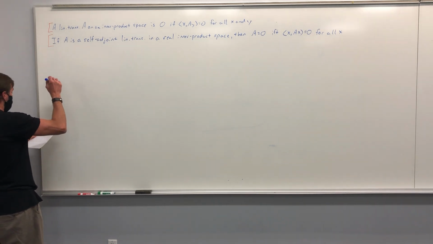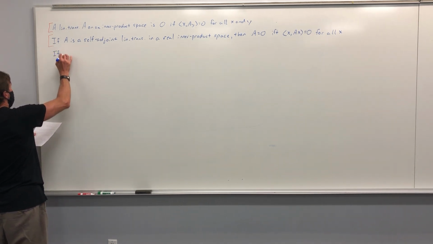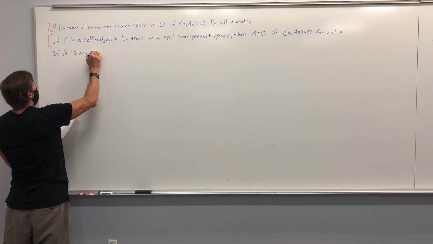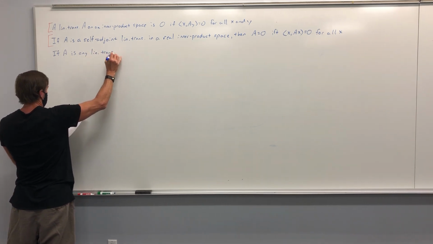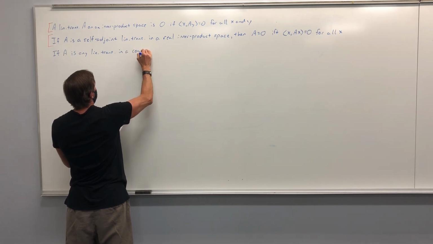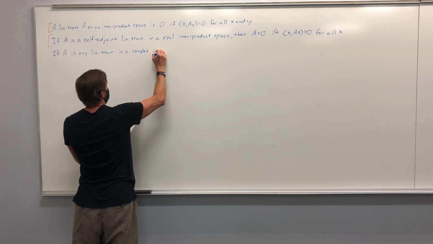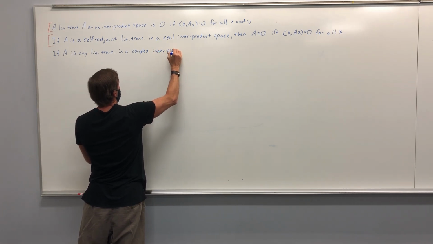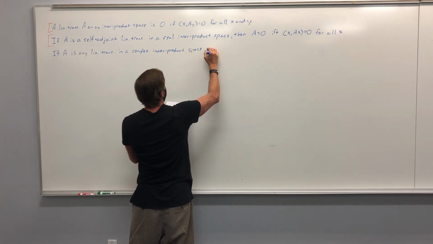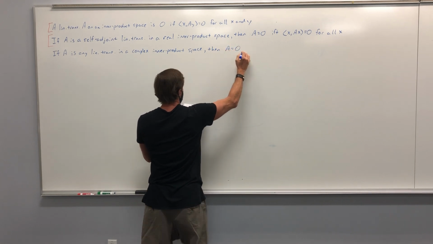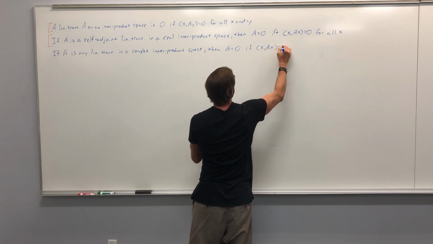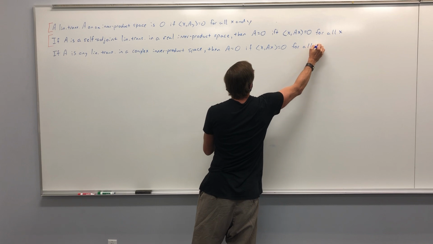Now I'm going to prove these, but let me go ahead and add in one more. And this is perhaps the most amazing. If A is any linear transformation in a complex inner product space, then A equals 0 if <x, Ax> equals 0 for all x.